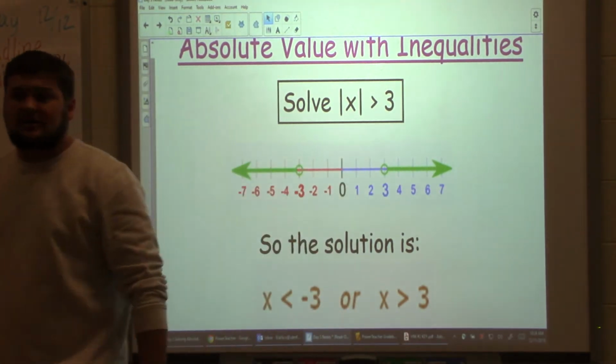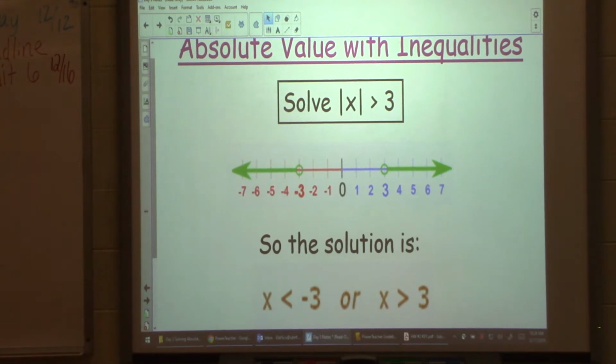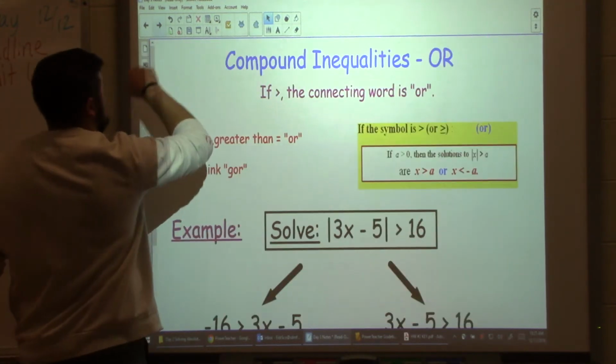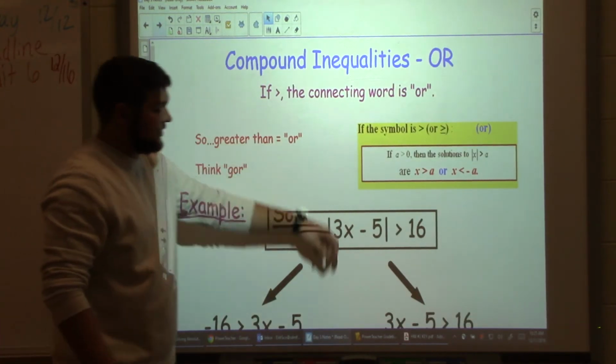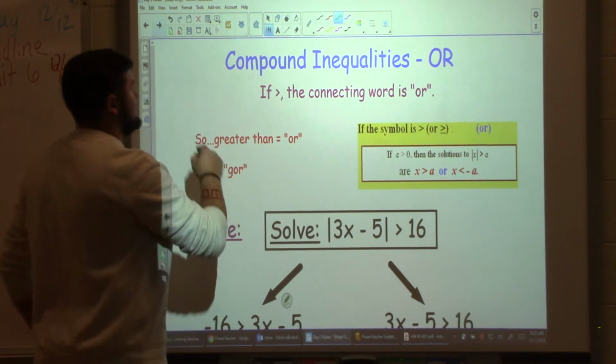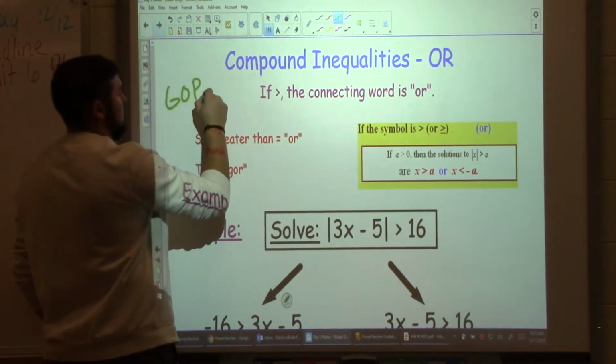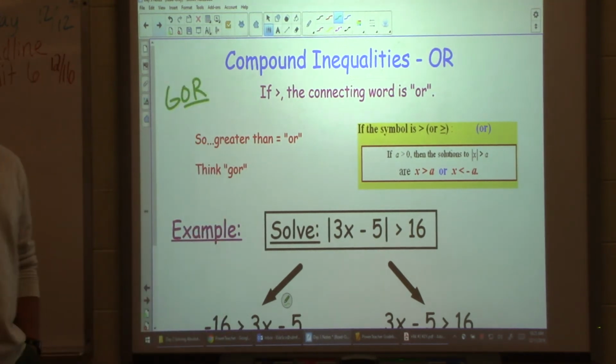What kind of graph does that look like? Or. So a greater than statement with the absolute value is going to turn into an or statement. So your connecting word when it's greater than is or. In other words, we call that GOR. G-O-R. Right? LAND and GOR. Less than turns into and. Greater than turns into or.